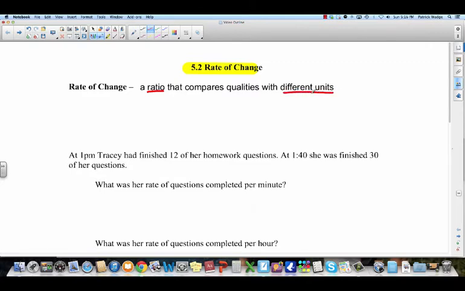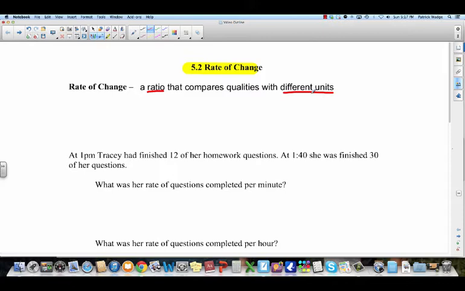So for example, if I compare the number of boys and girls in the class, let's say the ratio of boys to girls is 3 to 2. That is not a rate, because even though it's boys and girls, we're really talking about the same thing. They're students. If I compare shapes, the ratio of triangles to circles is 7 to 9. Again, that's not a rate, because we're comparing two things which both belong to the category shapes.